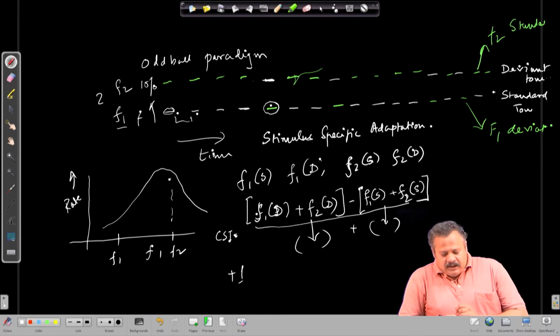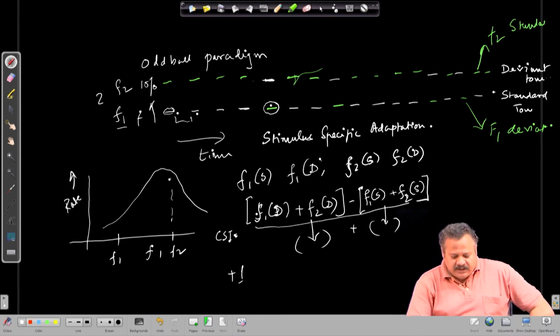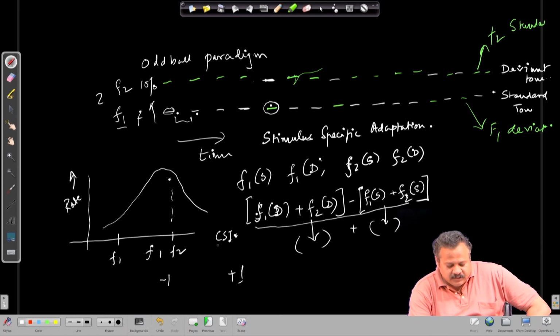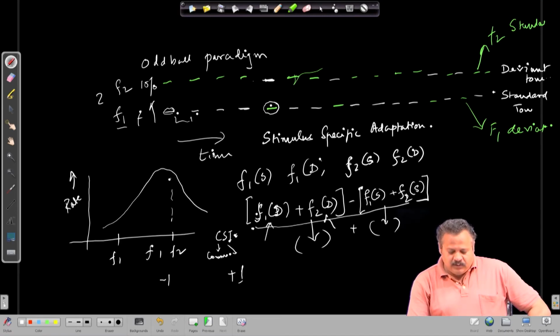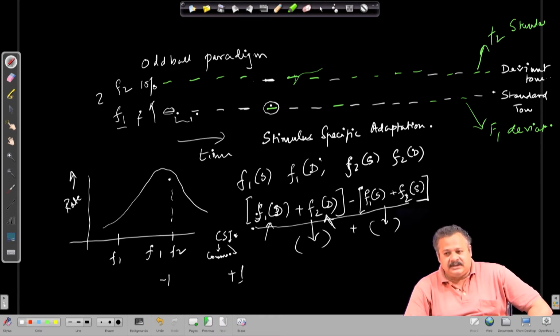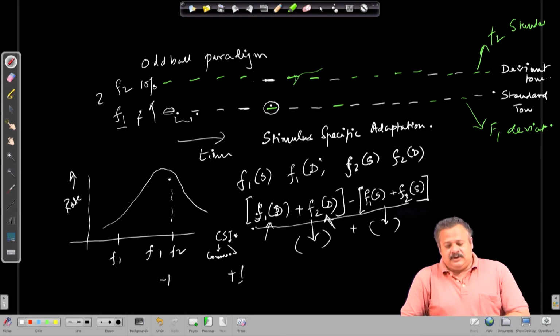So, here if you now think of the other extreme, where the CSI is -1, then I am sorry, this is common selectivity index. So, if it is -1, that means that our response to F1 and response to F2 is 0 as deviant. However, whenever it is presented as a standard, we have positive responses. So, which means that there is no selectivity for the deviant response.